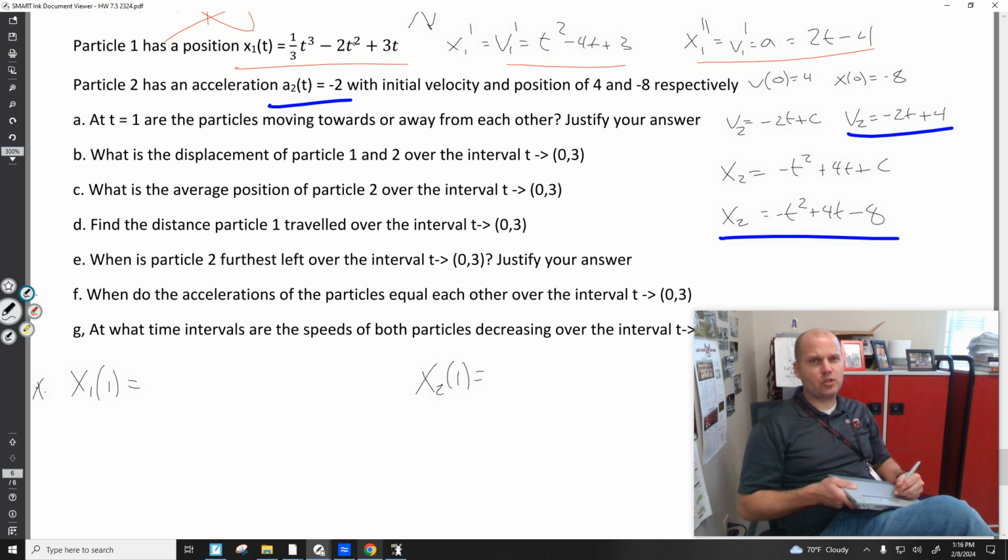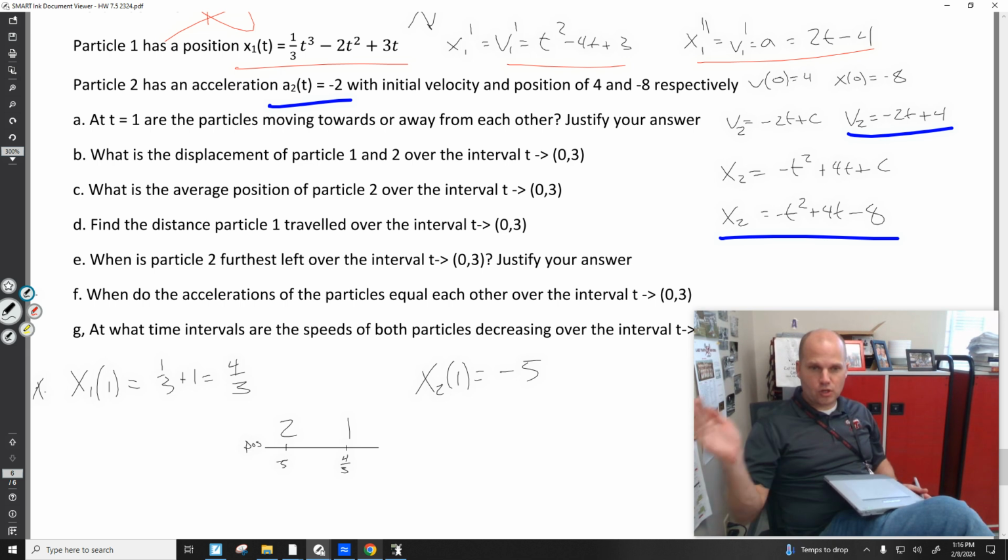So I get 1/3 minus 2 plus 3, so that's 1/3 plus 1, which is 4/3. Position of particle 2 is minus 1. Remember, you square, then take the opposite. Plus 4 minus 8. So that's going to be 3 minus 8, which is negative 5. Okay, now this is telling me on a position axis that particle 1 is at 4/3. Particle 2 is at negative 5. Particle 1's to the right of particle 2.